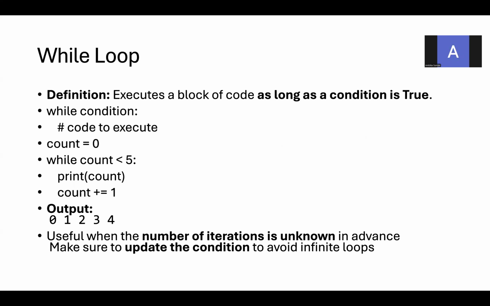So it is going to execute these lines of code as long as the condition is true. Till you check all the numbers, count less than 5, you are going to execute one by one. Once the count less than 5 condition fails, you are going to come out of the program. So this is useful when the number of iterations is unknown in advance. Make sure to update the condition to avoid infinite loops. So you have to provide the correct condition so that you can avoid the infinite loops while executing the while loops.